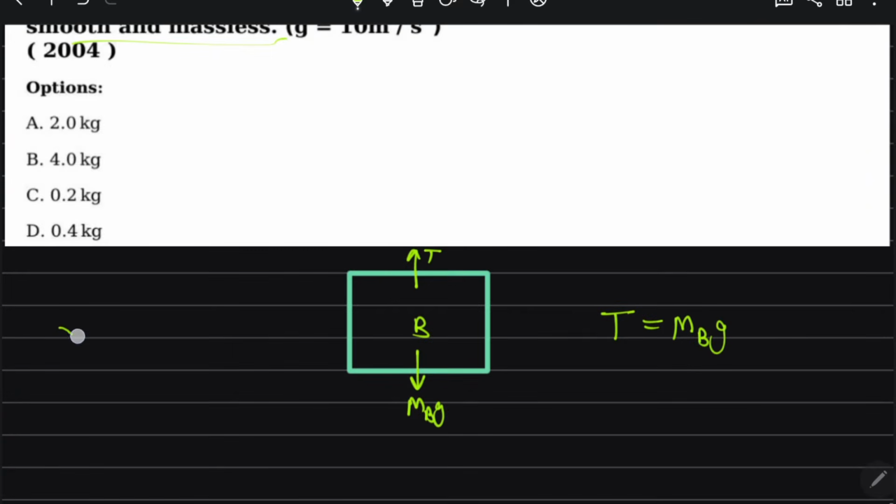Now I make the free body diagram of block A.